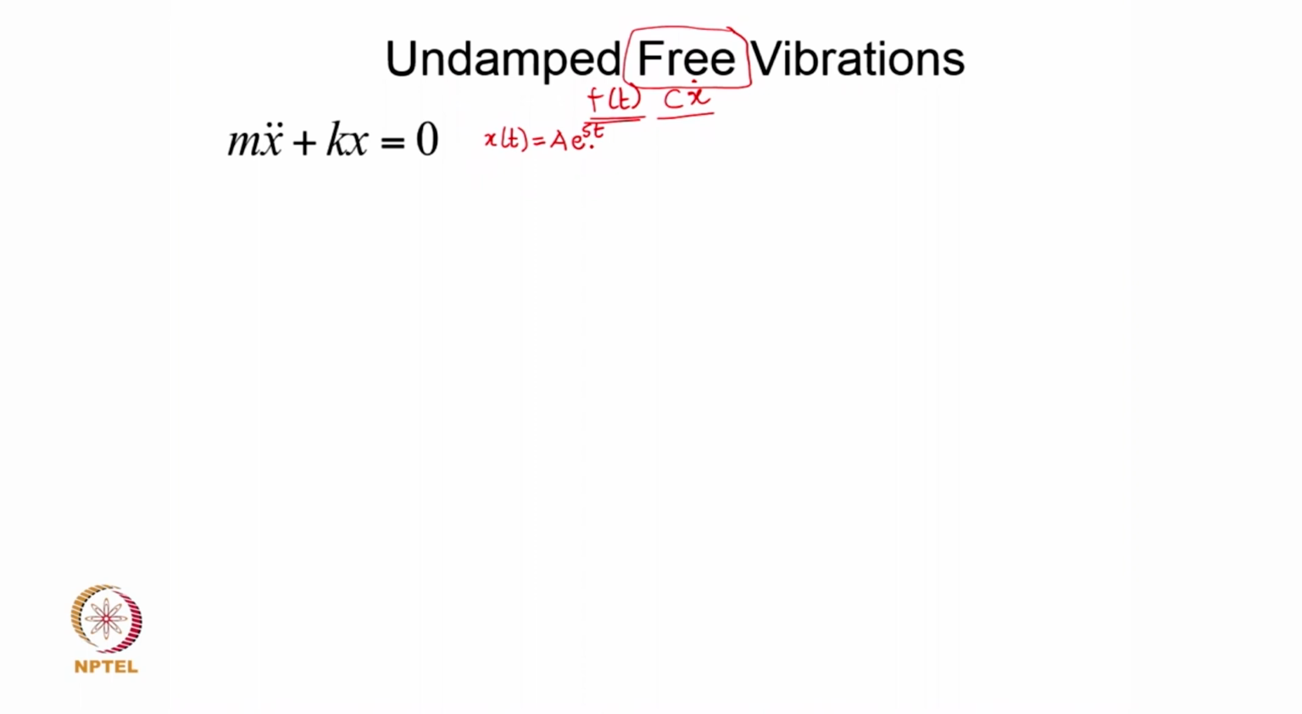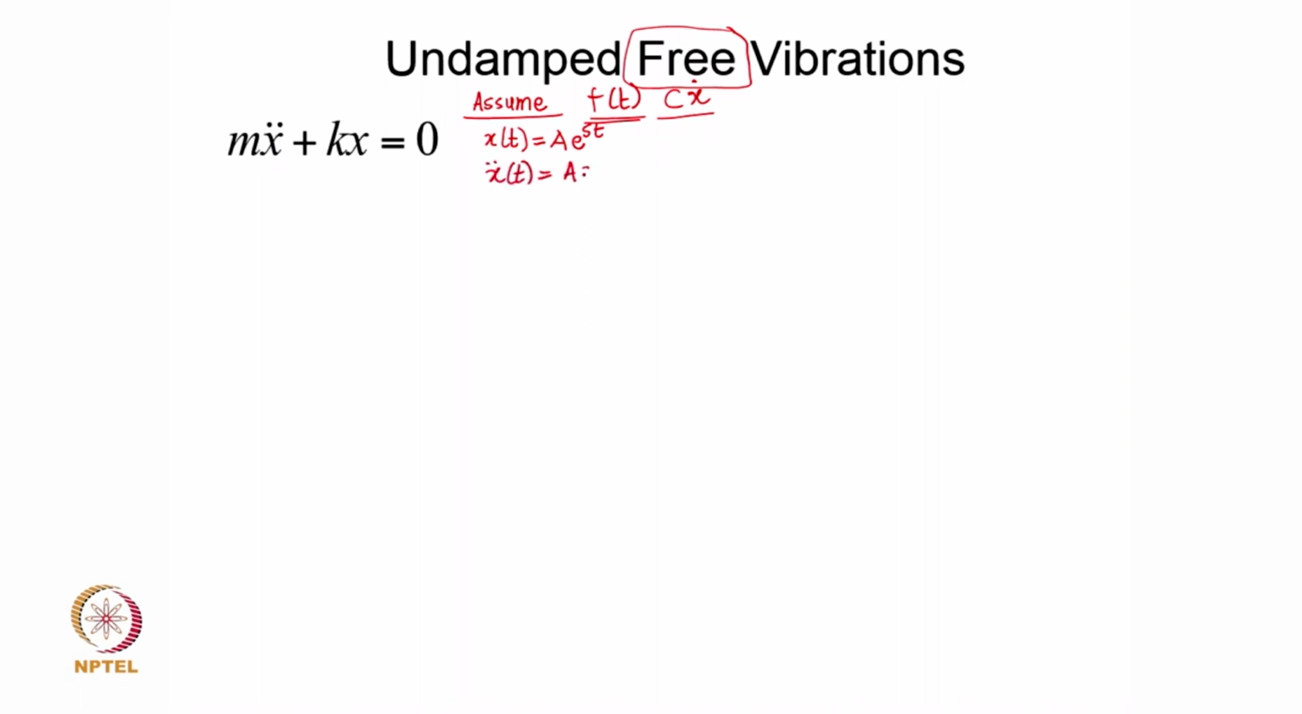So, that basically is our assumed solution for this governing equation. We will cross check by substituting this assumed solution into the governing equation. So, we are basically assuming a solution. That is a typical standard process of assuming a solution and then substituting it in the governing equation.